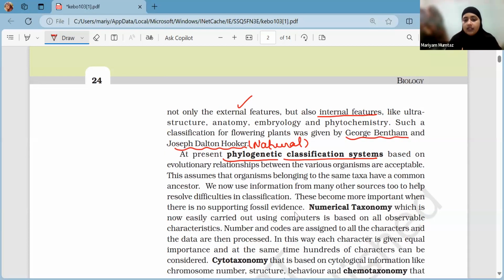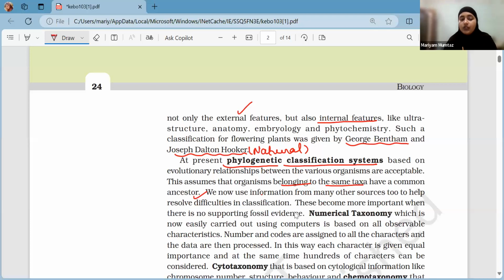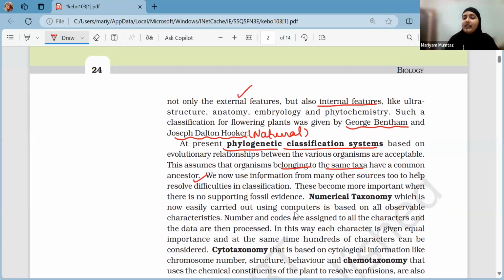All right. Now, this assumes that organisms belonging to the same taxa have a common ancestor. We now use information from many other sources too, so that when we are trying to classify any organism, there are so many things that we might take into consideration, beyond our imagination. So we gather help from wherever we can. So these are the systems of classification that we have studied. Apart from that, there is also numerical taxonomy.